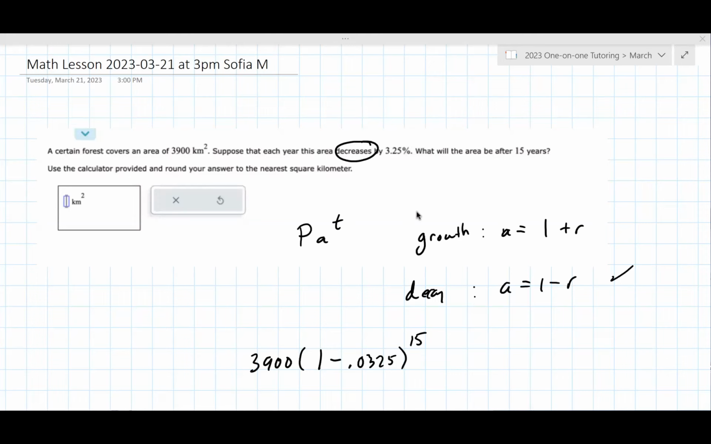25. And then we're rounding to the nearest square kilometer, to the nearest ones place. I've got 2,376 for that. Let me check it on my calculator. I just used the embedded Alex calculator. They like it if we use that also. Yeah, I got the same thing.